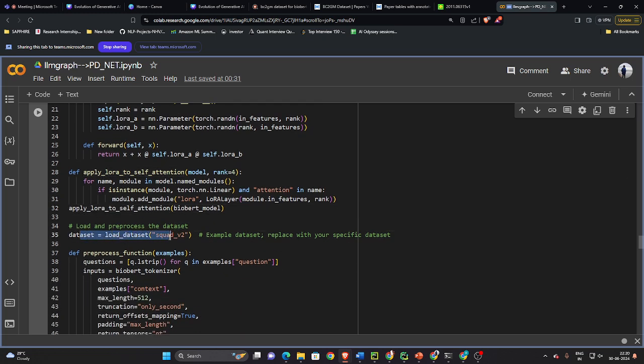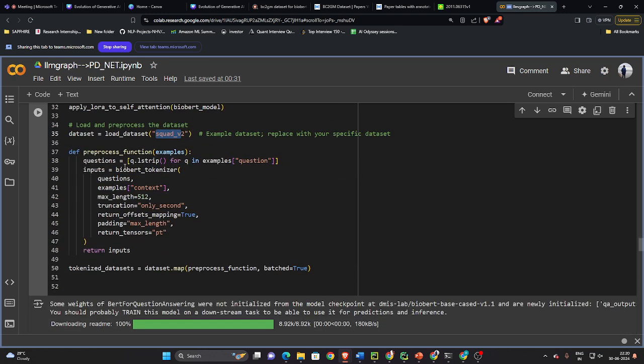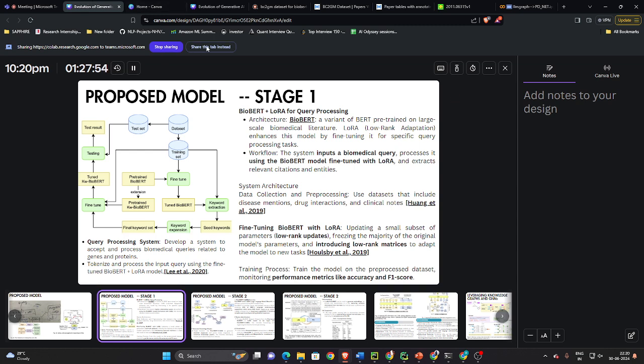The dataset loads this SQuAD V2 dataset, and I've just used an example biomedical dataset, and this again pre-processes all of that as well. Once this is pre-processed, if you can see over here, this is the BioBert tokenizer that we saw over here.